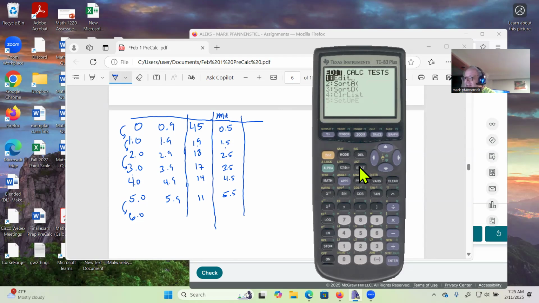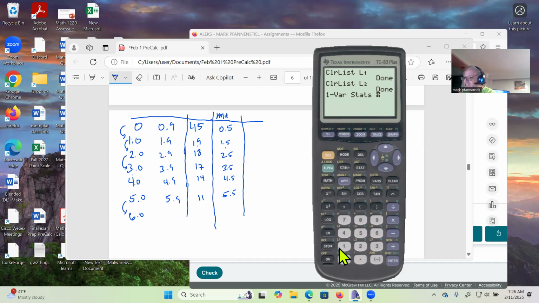Well, we're going to go back to stat. So I just press stat again, and we're going to go over to calc. Now, with the TI-84s, you're going to have a slightly better interface than the TI-83. But we want to do one variable statistics. One variable stats? Yes.